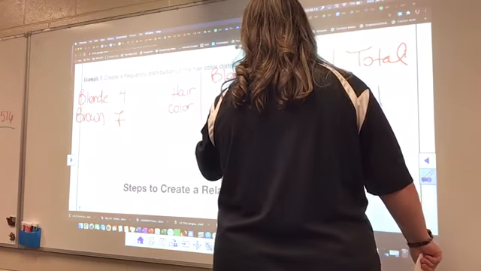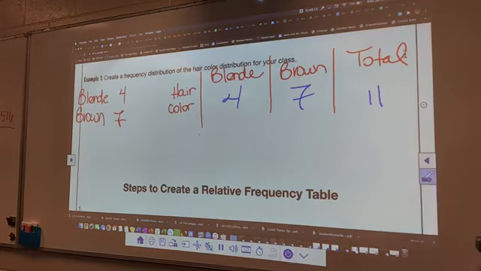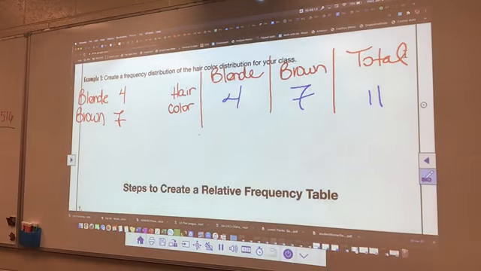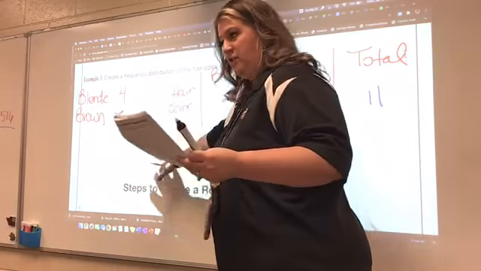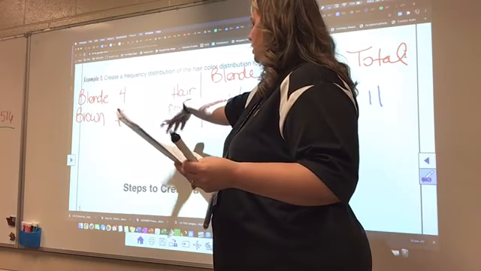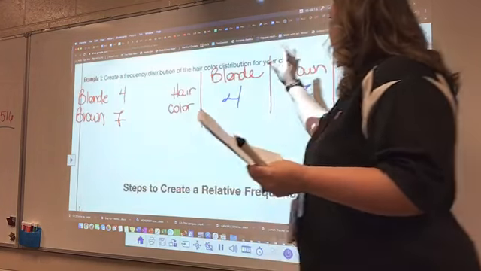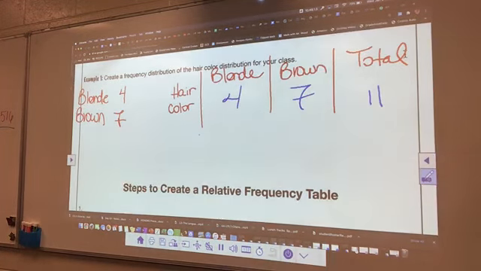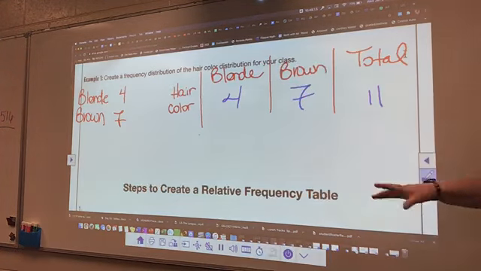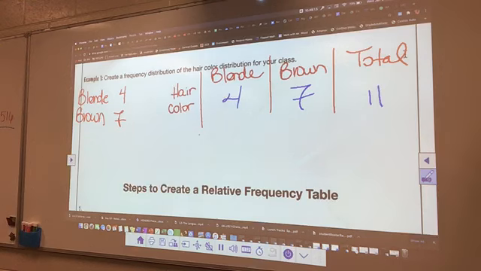All right, blonde, 4. That's it. Just make sure that you have a total column. You talk about the category part of it, or the label of it. That's the category, these are the labels. That's all. There's nothing more, because remember, we're doing frequency. It's just the count of it. We're not doing any percentages yet. Okay?